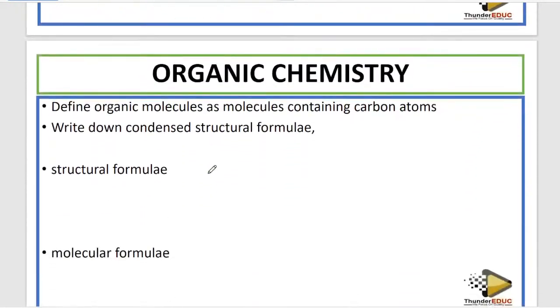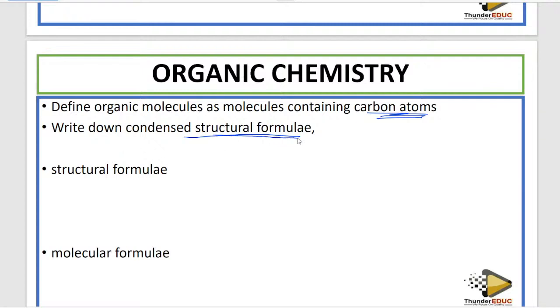All right, let's go to organic chemistry in simple terms. Organic chemistry or an organic molecule can be defined as a molecule containing carbon atoms. So molecules which have carbon atoms, we call them organic molecules. You must know how to write what you call a condensed structure formula. These are some of the terms you need to know when you are going to be talking about organic chemistry. Number one, condensed structure formula.